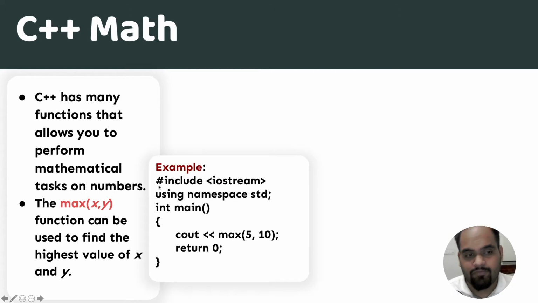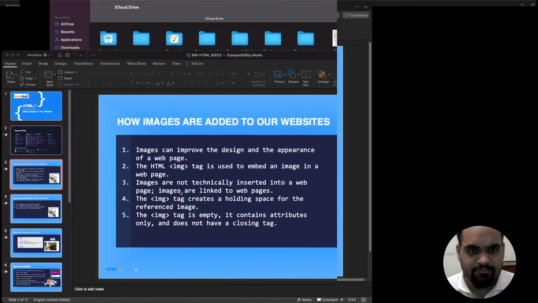So we have the first one, named the max function. It's very easy to understand. Max is basically a function that can be used to find the highest value of x and y. So if you're comparing something, you just want a very simplified system that can compare and give us the output as the maximum value, you can use the max function.